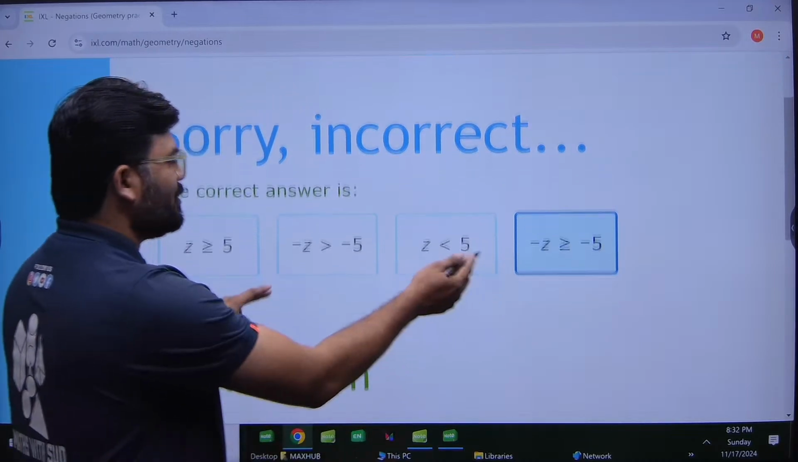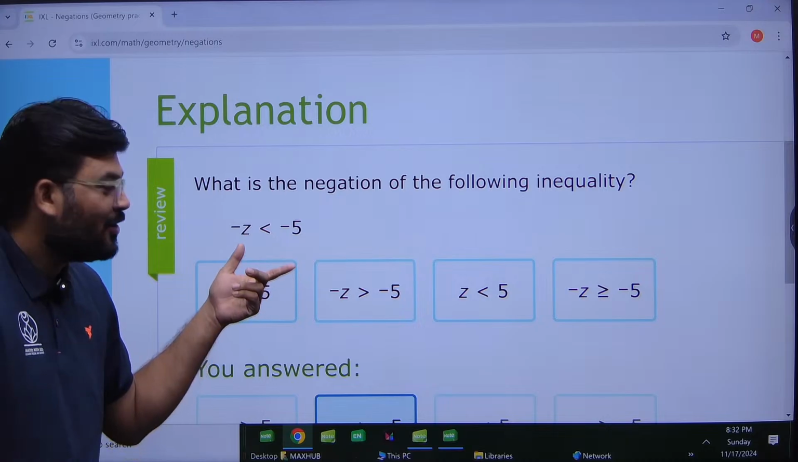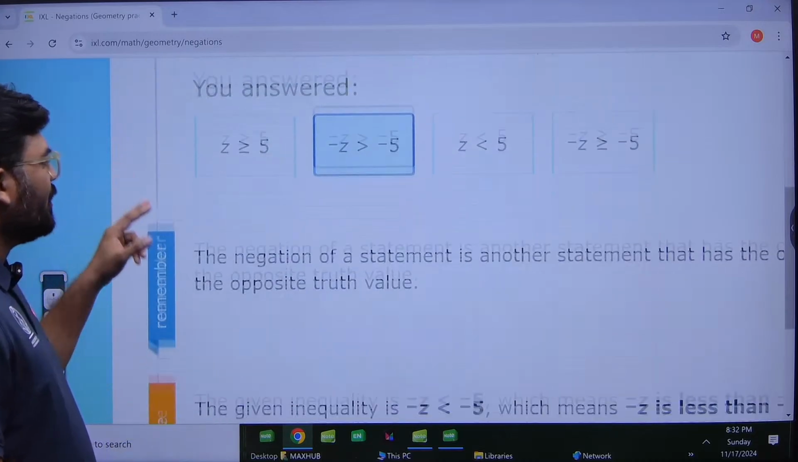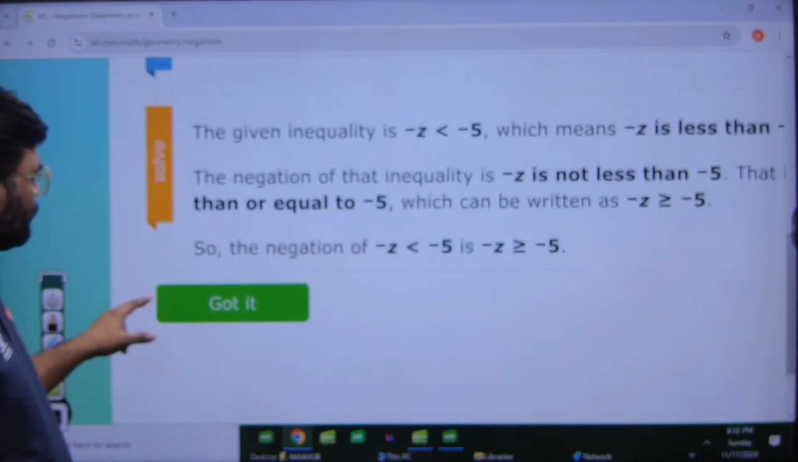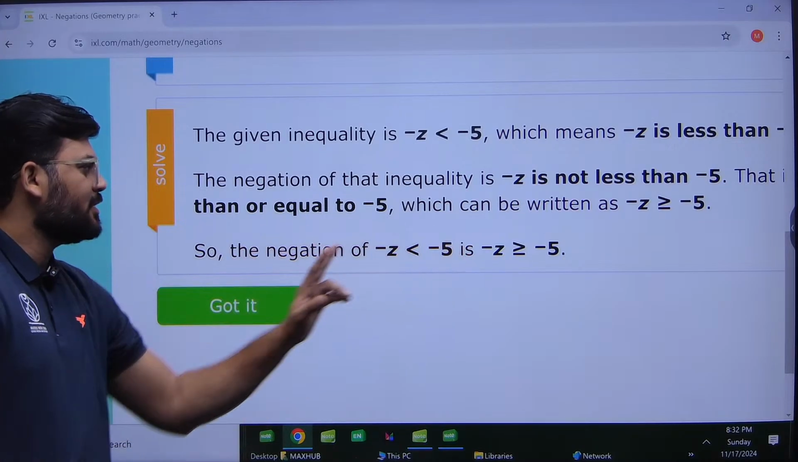It can be equal to as well because this is less than. So we have to take equal to as well. Did you get that? Negation of this is this one.